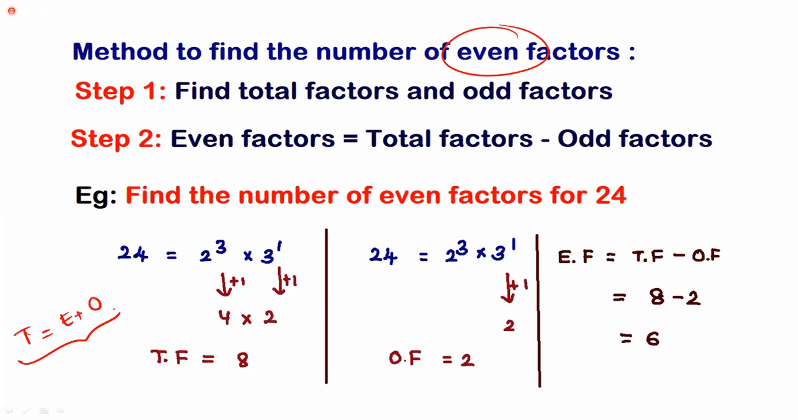That is the reason. And we can say total factors is even factors plus odd factors. If you want to find out only even factors, you don't have a direct formula. Directly you can calculate total factors. You have a shortcut for odd factors. So use the shortcut formula: find out the total factors minus odd factors. That will give the even factors.